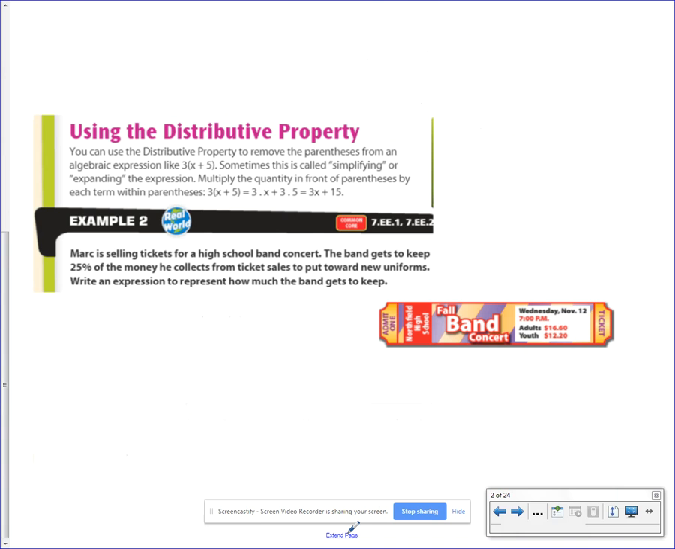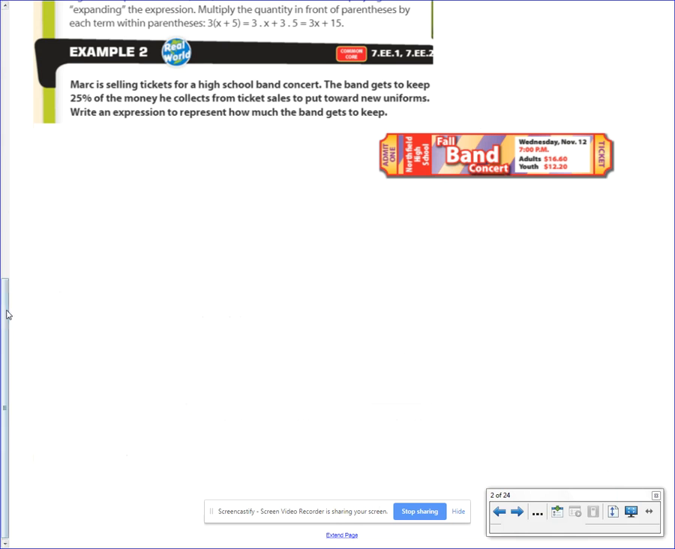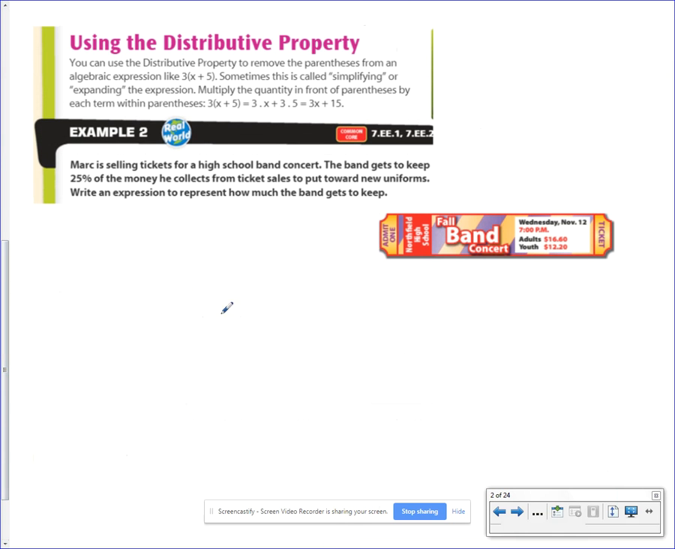All right, let's talk a little bit more about the distributive property and what this means. In your notes, we accidentally forgot to give you this information about the tickets. So let's take a look at what's going on here. Mark is selling tickets for a high school band concert. The band gets to keep 25% of the money he collects from the ticket sales to put toward new uniforms. Awesome. Write an expression. Well, he gets 25%. I'm going to write that as a decimal times whatever the money is.